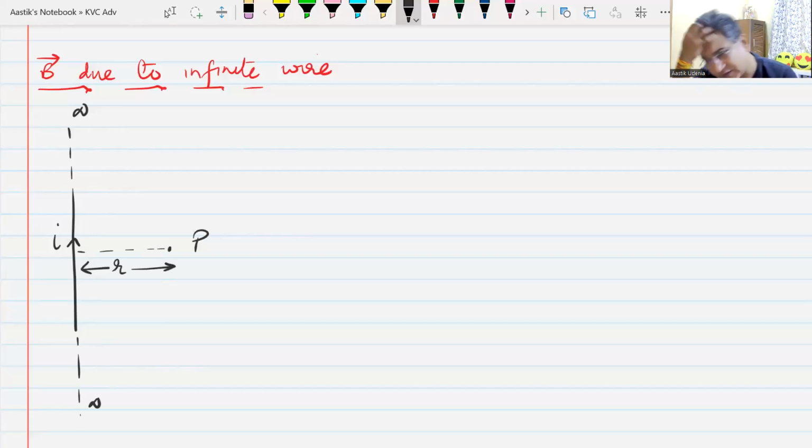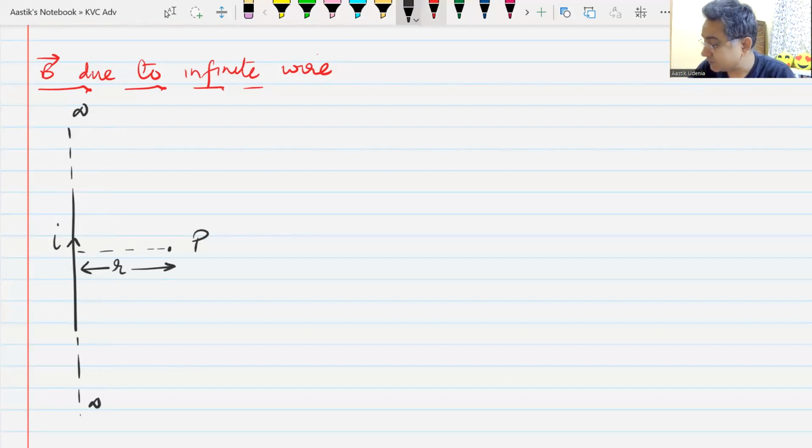Now if I have a special case and I have an infinite wire, when I say infinite wire, it extends to infinity in one direction, and it also extends to infinity in the other direction. What will be the magnetic field? Mu naught I by 2 pi r.